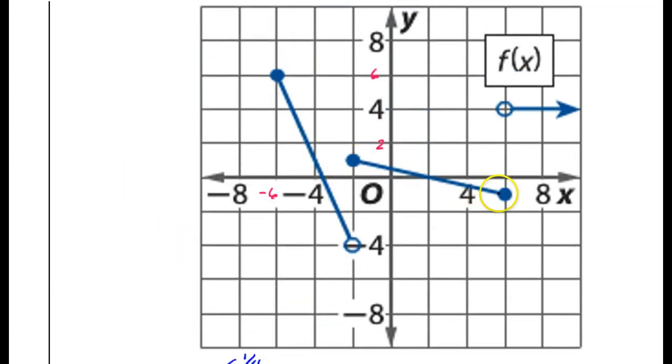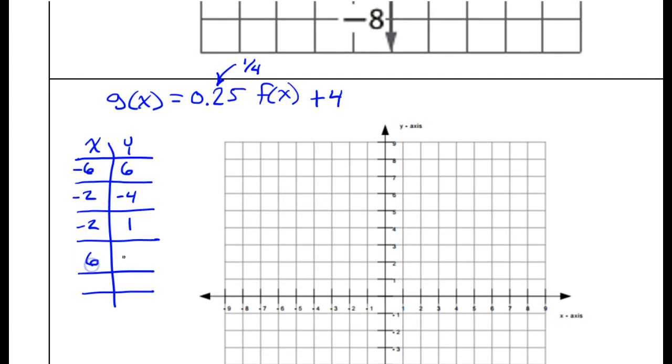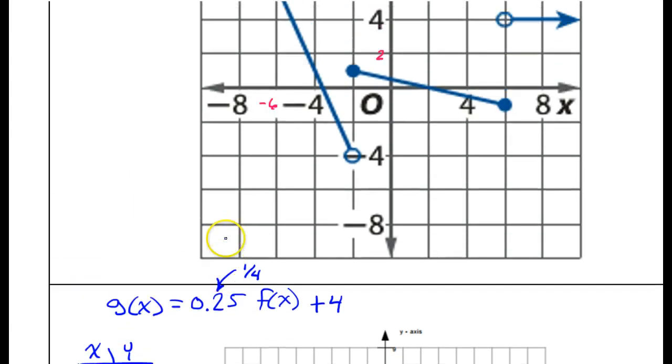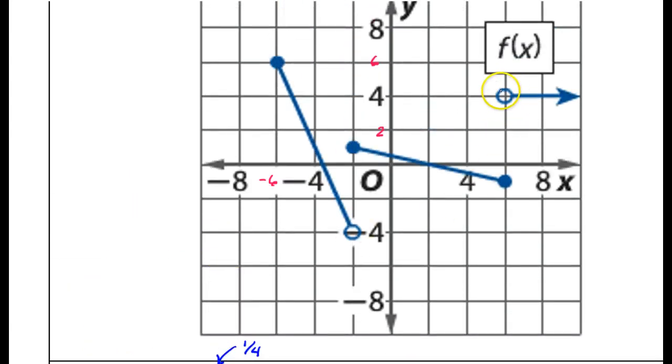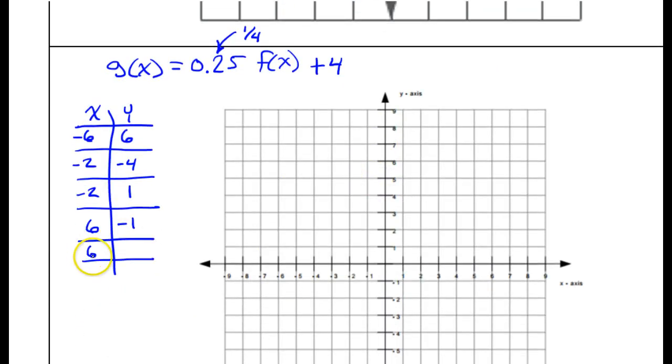Okay. Next will be this point over here. This is the point 6, -1. So that's a critical value, 6, -1. And last, we have this open circle right here. This is the point 6, 4. So these are all of the endpoints of the original function.